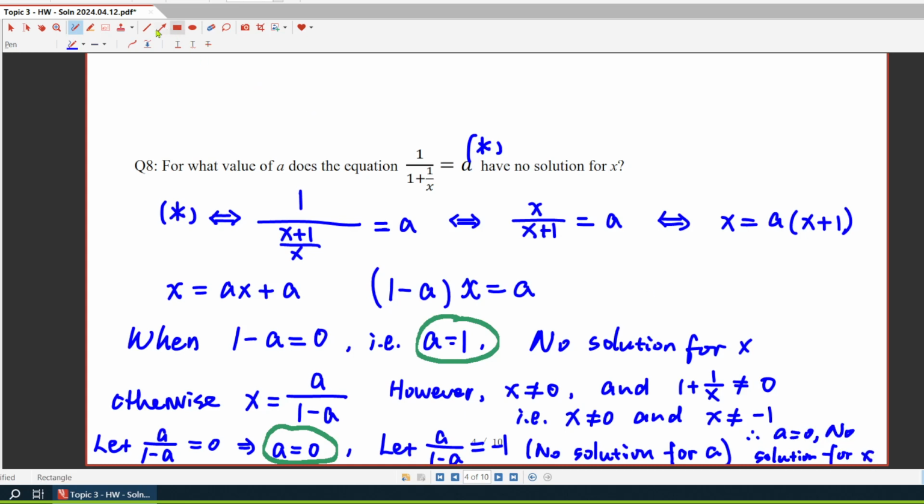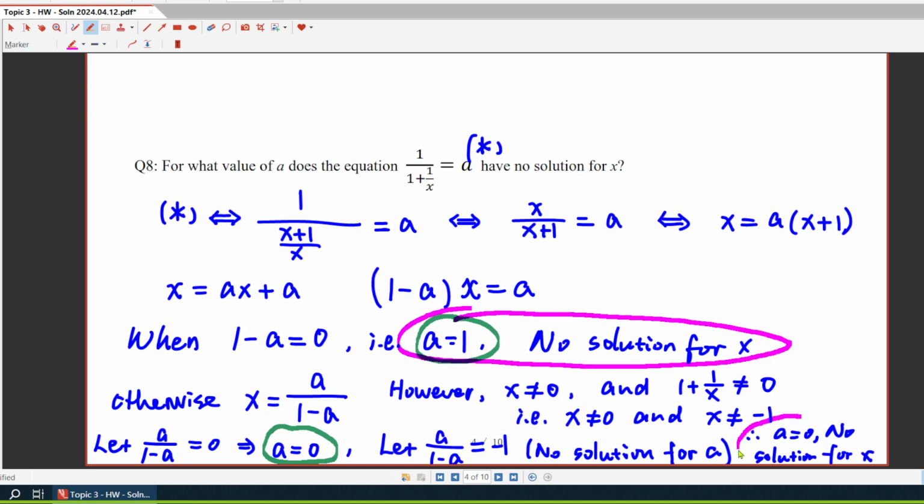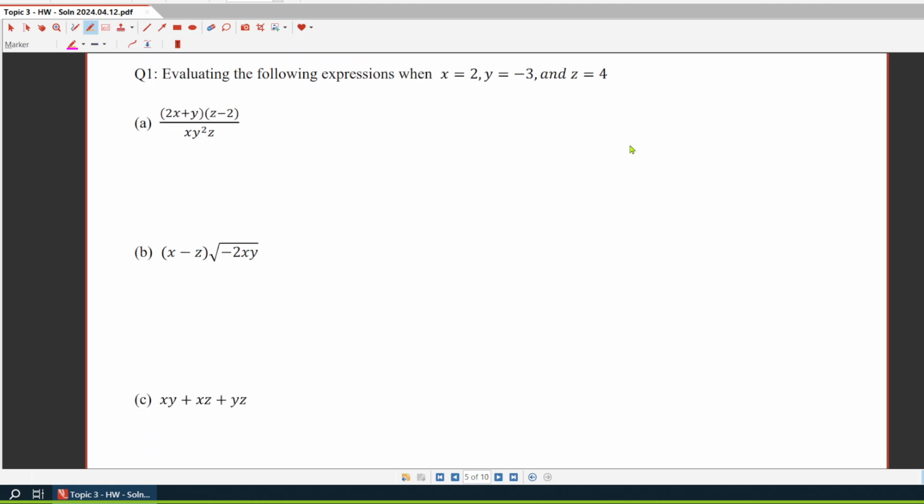Okay, again, there are two possibilities there. One is when a equals 1, there's no solution for x. Second is when a is 0, there's no solution for x as well, right? Any questions? Okay, if not, let's have a look at part 2.